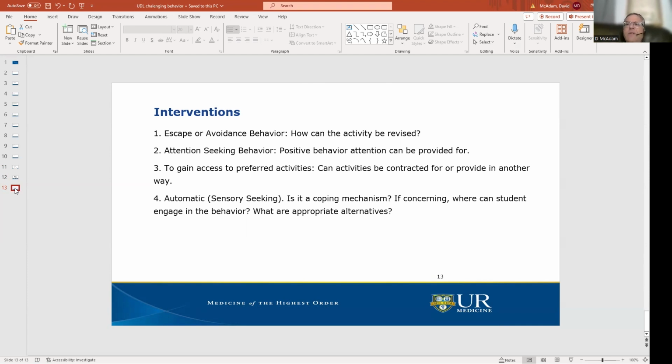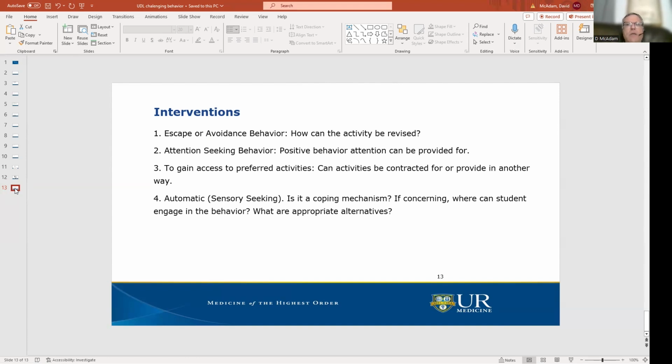With automatic or sensory seeking behaviors, key to remember, the person's doing it because there's something enjoyable or pleasurable. It doesn't relate to how other people, either you or the other students in the classroom, respond to them. So first of all, ask yourself if it's a coping mechanism. If it is, can you allow it? And by allowing it, can you minimize the disruption of the classroom? If it's disruptive from your perspective or interferes with your instruction, what are appropriate alternatives?